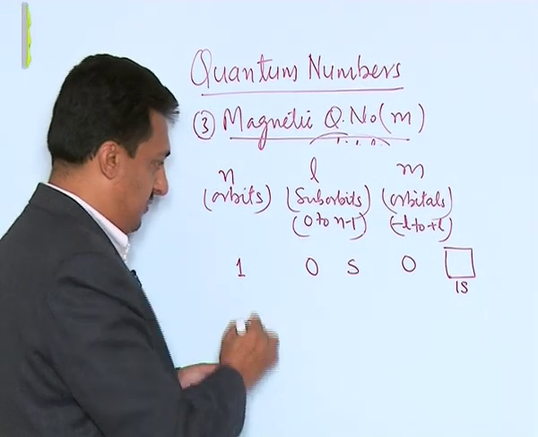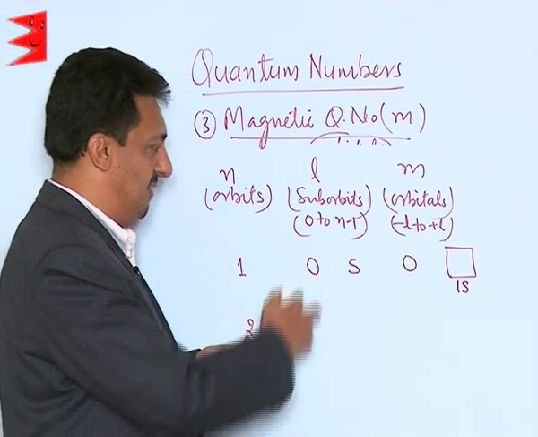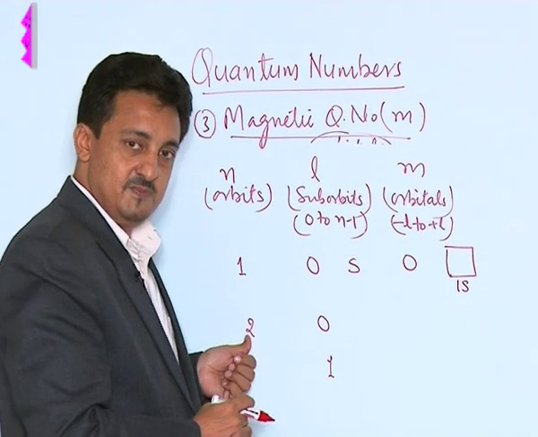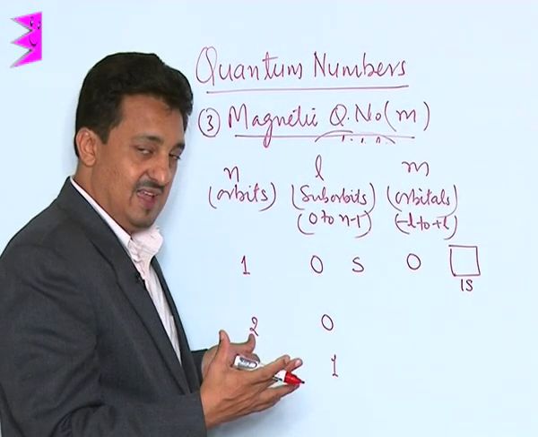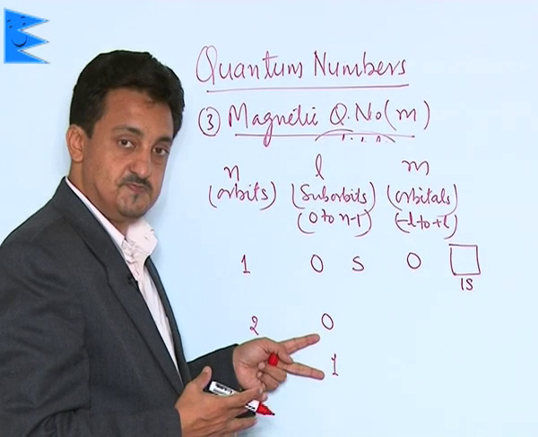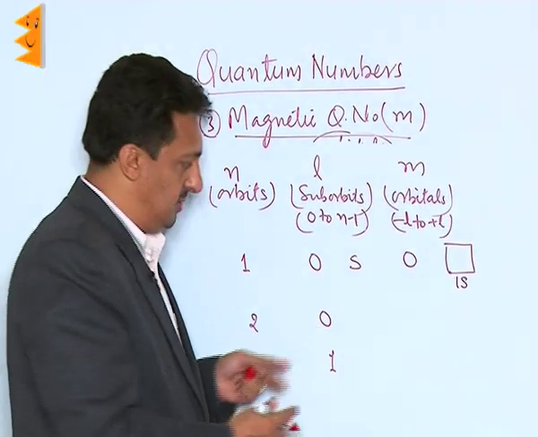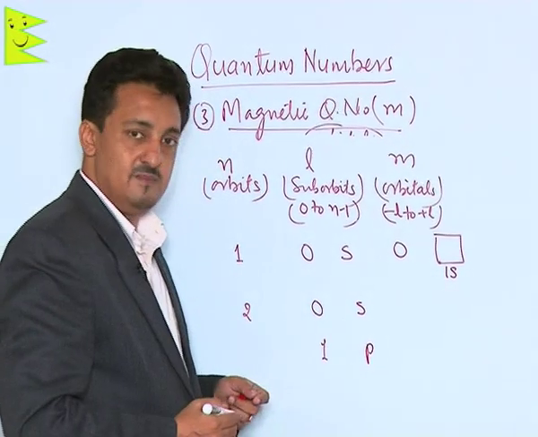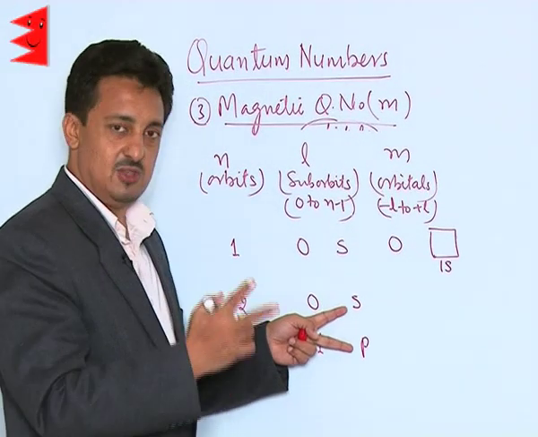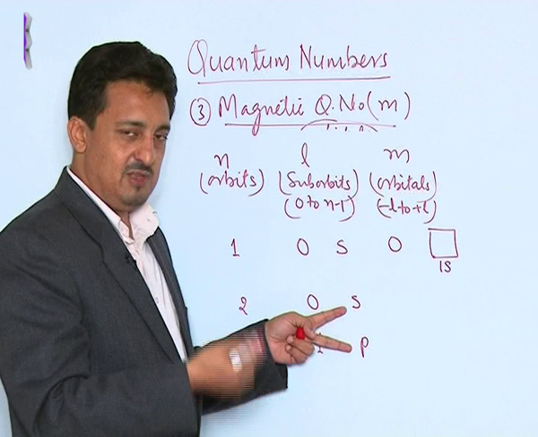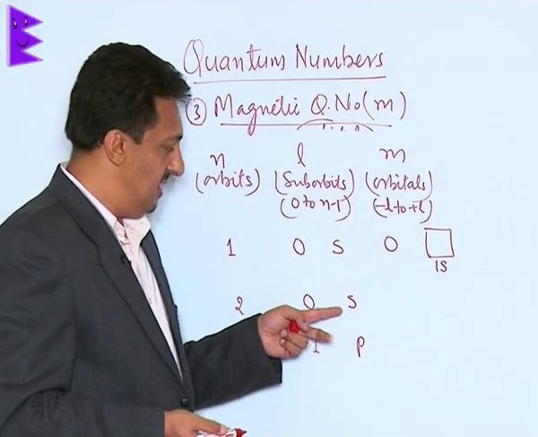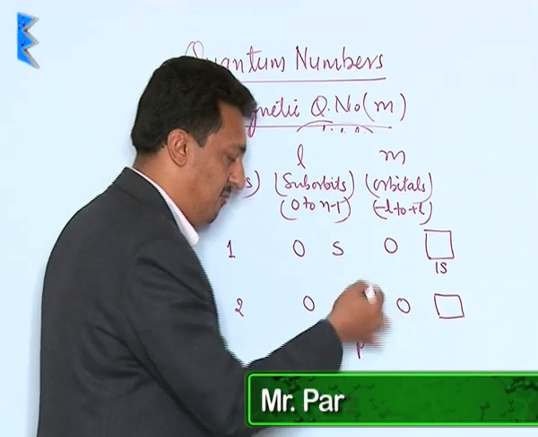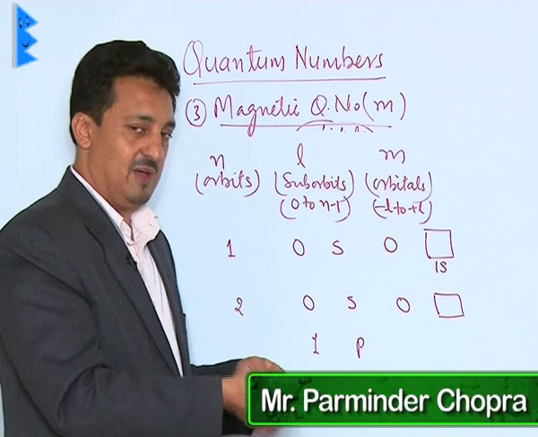Then let us move to the second orbit. How many values of L will the second orbit have? 2. So it will have 0 and 1, from 0 to n minus 1. So how many subshells or suborbits does this second orbit have? 2. When L is 0, it represents the S subshell, and when L is 1, it represents the P subshell. So we have two subshells in the second orbit, S and P. Now let us see how many further divisions of orbitals they have. Since the value for S is 0, the S suborbit is not further divided, and in itself it is an orbital also.